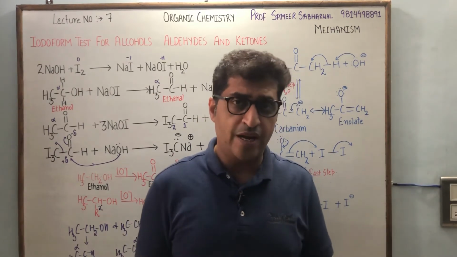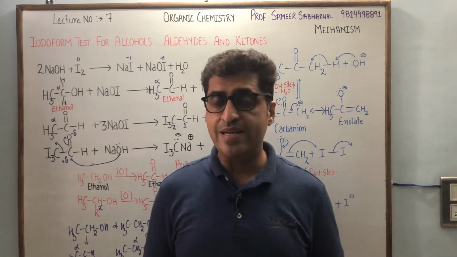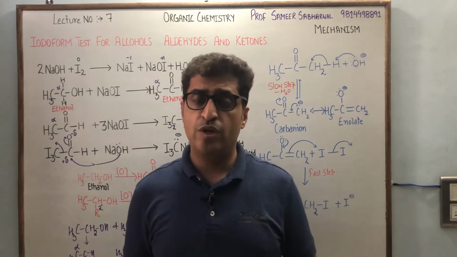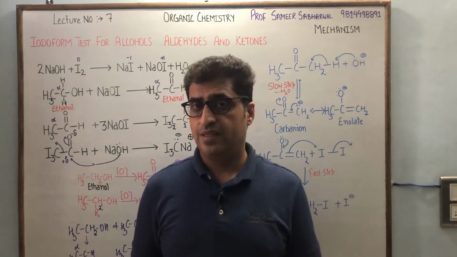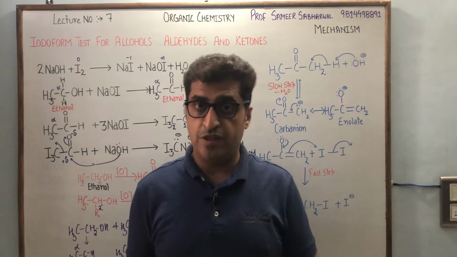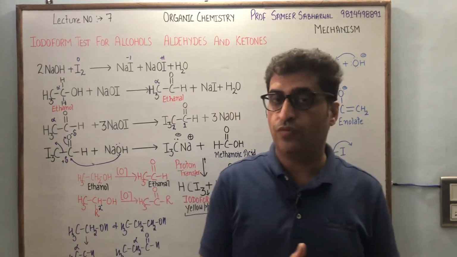Sodium hydroxide reacts with iodine to give sodium hypoiodite and sodium iodide. This is a beautiful disproportionation reaction. Sodium hypoiodite oxidizes ethanol to ethanal if we start with ethanol. Otherwise, there is no need to go for this step.